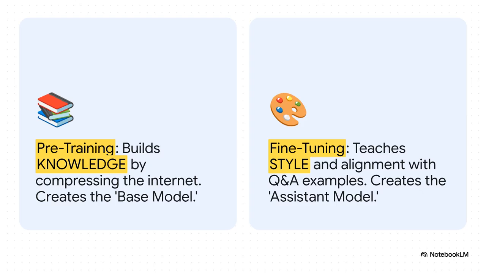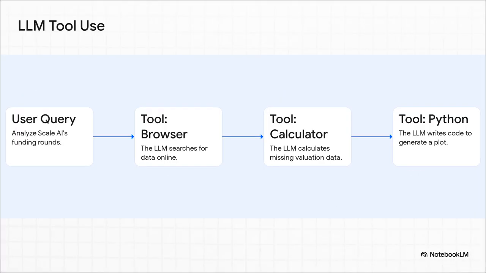It's how you get it to behave like a helpful assistant. Now, a properly fine-tuned model doesn't just pull answers from memory, it acts. So for a complicated question like this one, it doesn't just guess. It actually forms a plan.